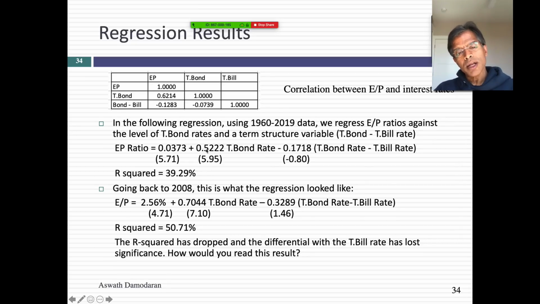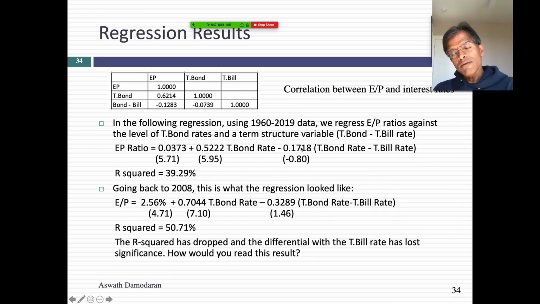You're saying, what's a 5.95? That's my T statistic. Remember the rule, if it's greater than 2, it's statistically significant. And on my T-bond minus T-bill rate, there's a negative coefficient, but the T statistic is less than 1, which means you're dealing more with noise than with statistics. I would remove that. The reason I've left it in there is I've run this regression for a while, and it used to look much better, this T-bond minus T-bill rate, in 2008.